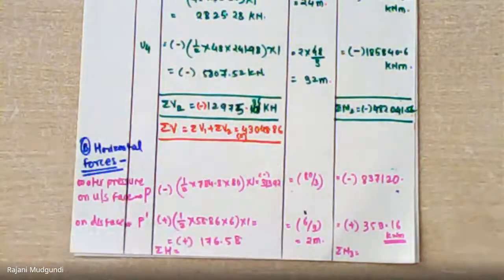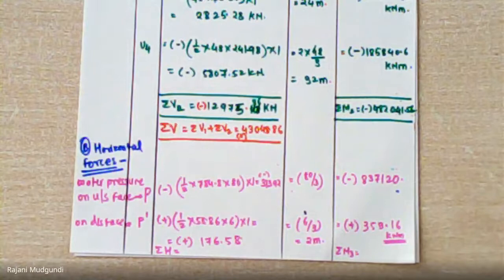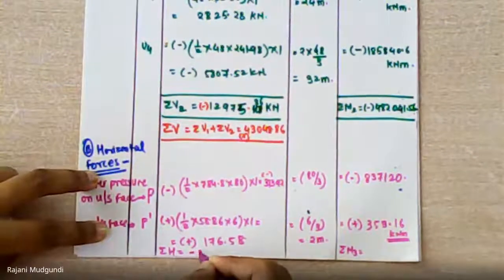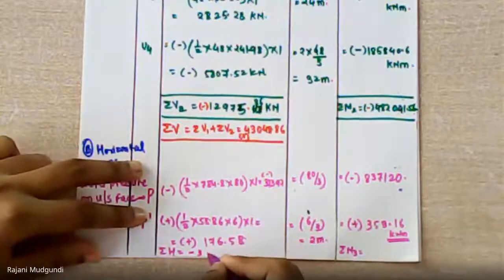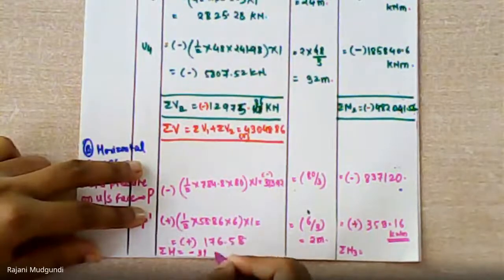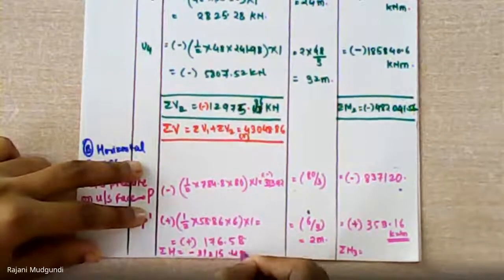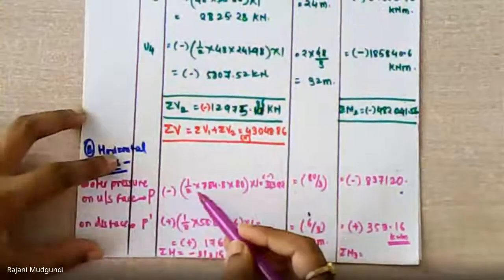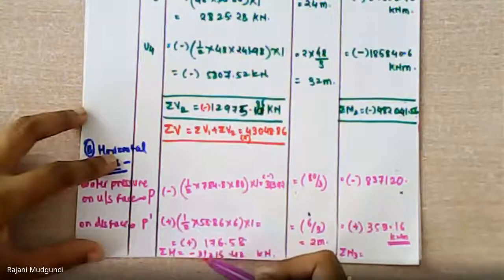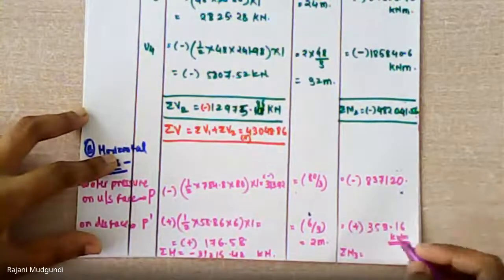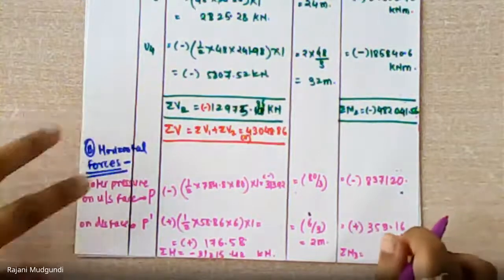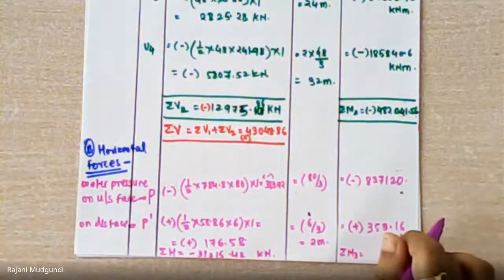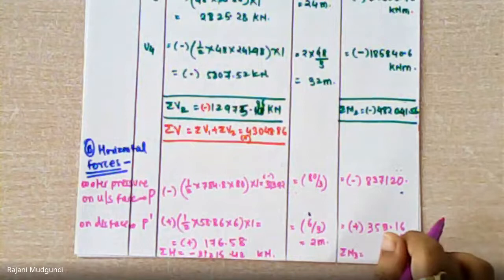So summation H is with the negative sign. Yes, you are replying, minus 31215.42 kilonewton. This is because P is greater than P dash, therefore it is with the negative sign. Similarly, tell me about summation M3, that is moments due to horizontal forces.